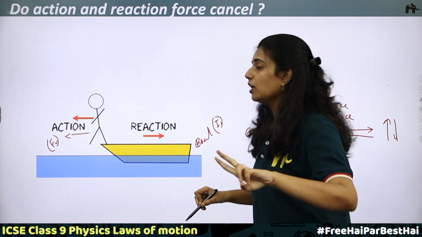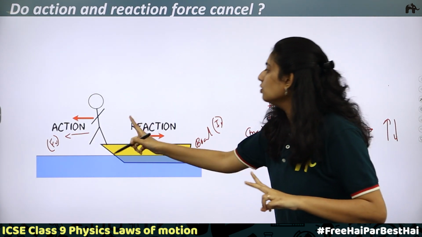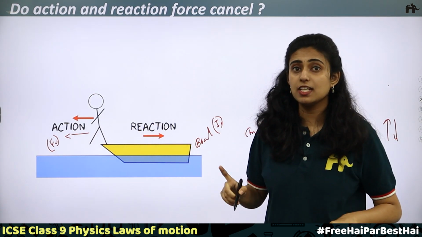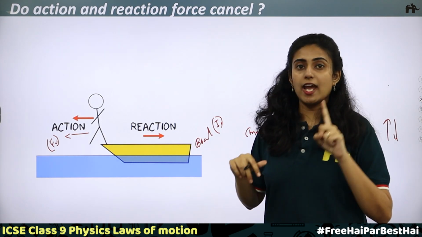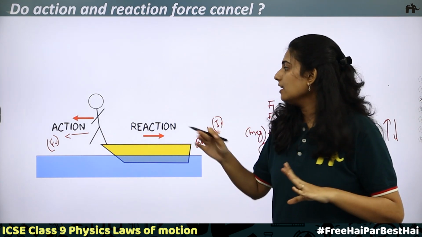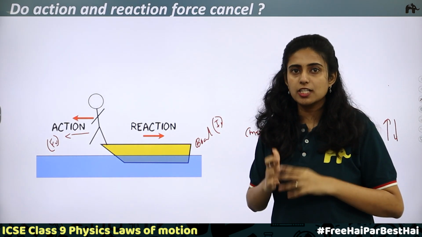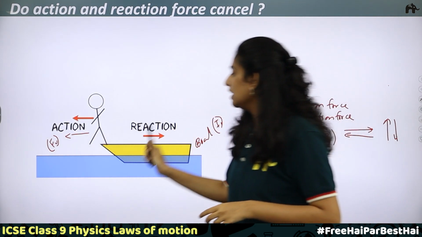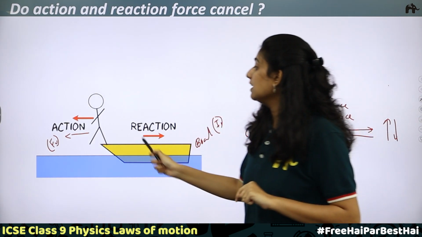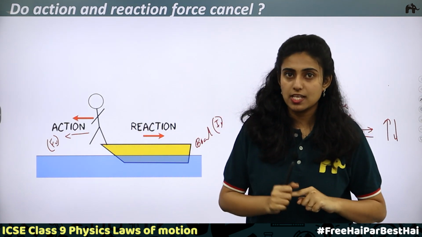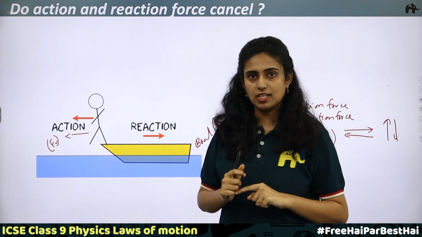Okay, so here there are two forces, but they are acting on two different bodies, and due to this reason, they do not cancel out each other. If both of these forces were acting on the same body, then they are in equal magnitude and in opposite direction, and they would cancel each other out. But here you can see that action and reaction forces are equal, but they are acting on two different bodies, and due to this reason, they do not cancel out each other.